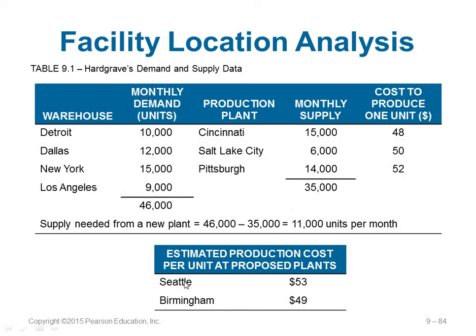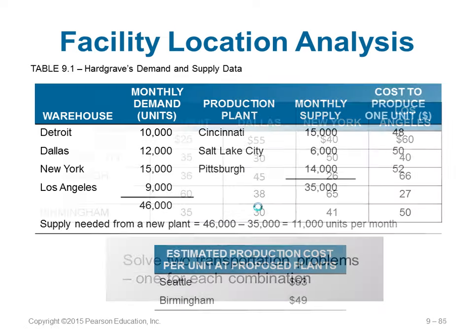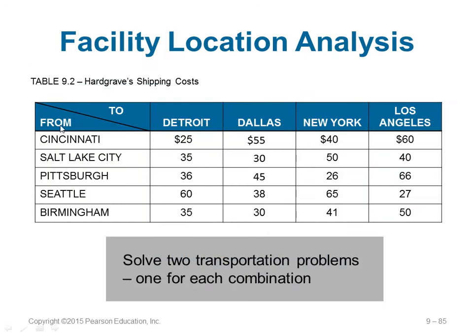The production cost per unit in Seattle is 53, in Birmingham is 49, and the warehouse monthly demand is given. The production rate of the existing plants is given, and the cost to produce in each one. Cincinnati takes $45, and each one is given as well. You can see the monthly supply is this, and the demand is higher, so they need to produce some more. They need to produce 46 minus 35, which is 11,000 units per month, either from Seattle or from Birmingham. They are not going to do both. They will only set up one unit, either at Seattle or at Birmingham. So how to choose? The shipping expenditure is also given, for example from Cincinnati to Detroit, and each one is given here.